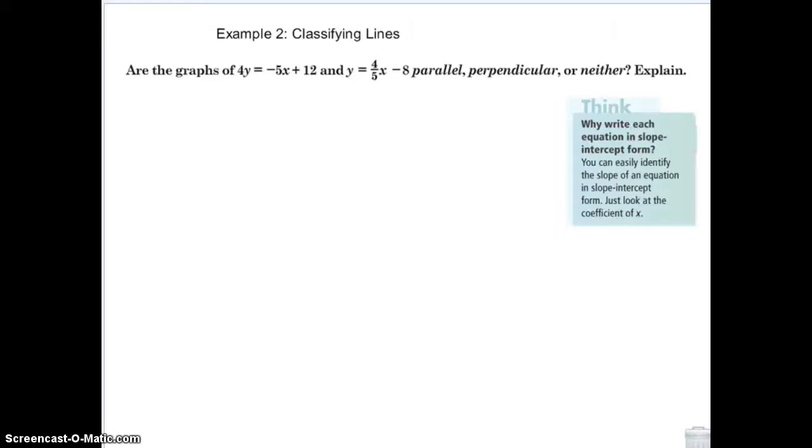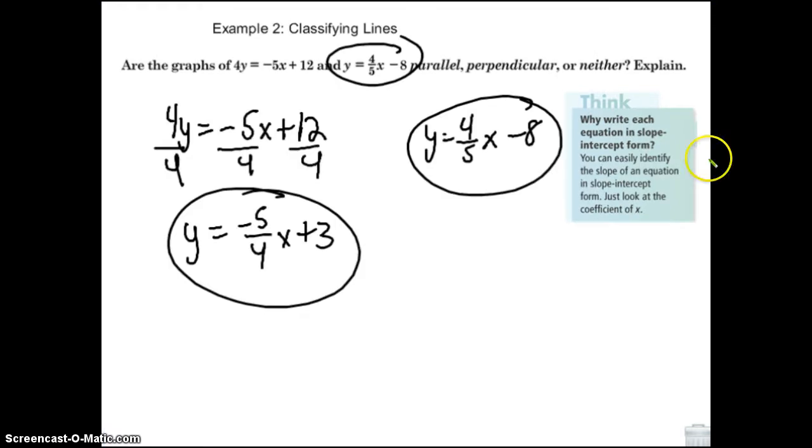To start today's video, I'm going to have you classify whether this line is parallel, perpendicular, or neither. So right now I'd like you to pause the video and tell me whether it's parallel, perpendicular, or neither, and check your answer with mine.